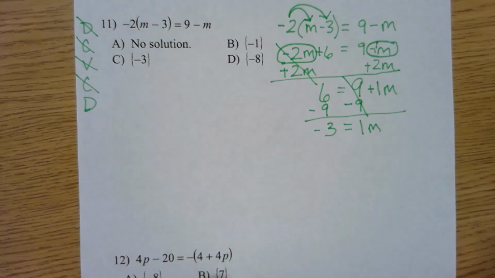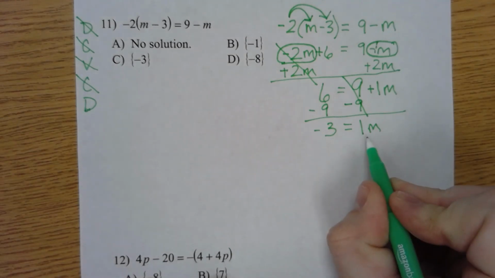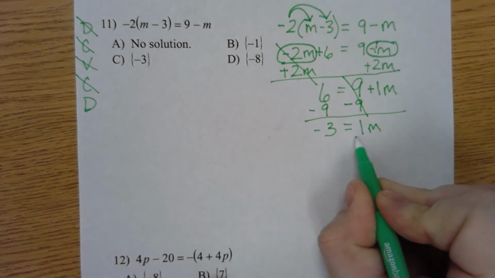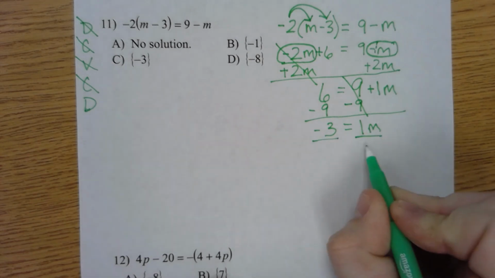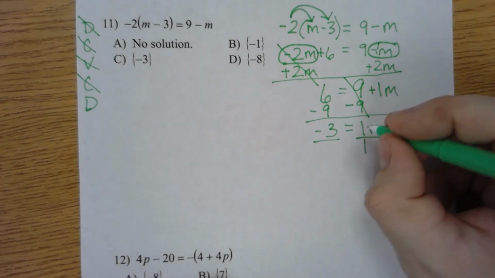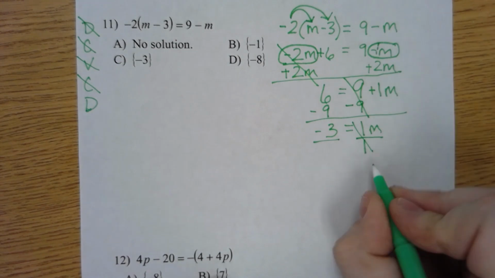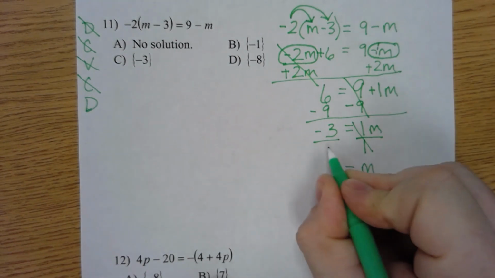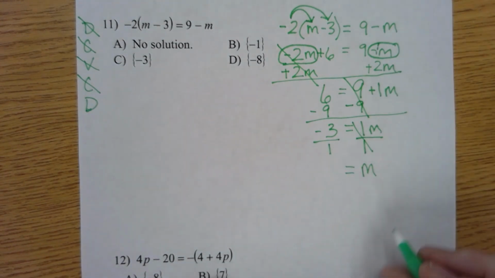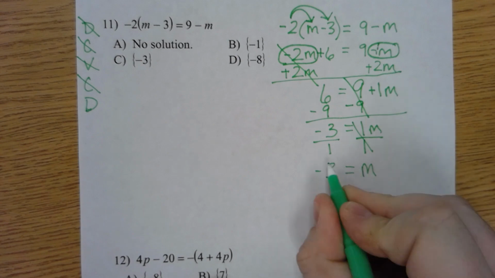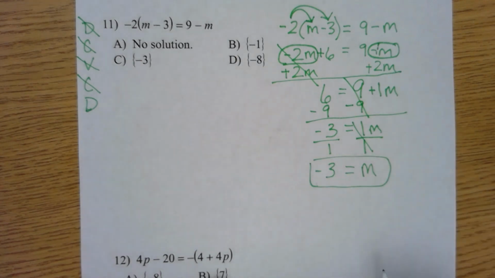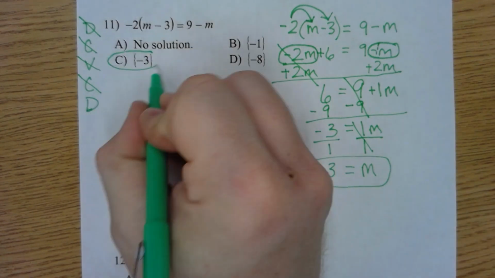Last step, D. Divide to isolate the variable. So we look, is there a number here bothering this variable? Yes, the 1. So that means we're going to divide by the number 1 to get rid of it. Okay? So we're left with m, and then -3 divided by 1 is -3. And there's your solution, C, -3.